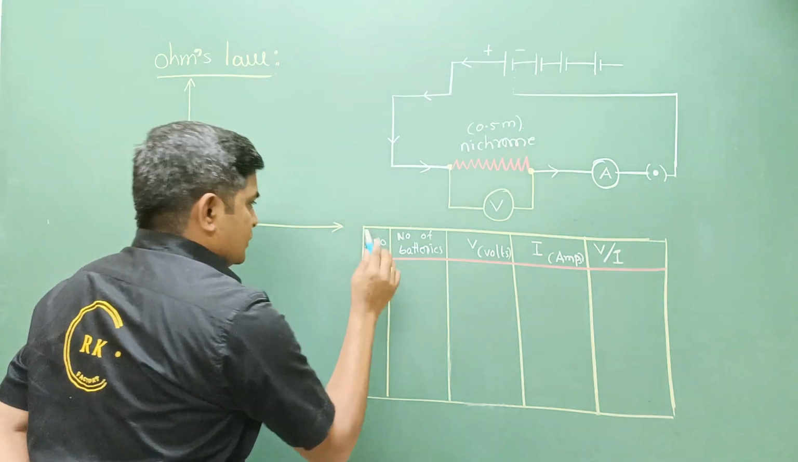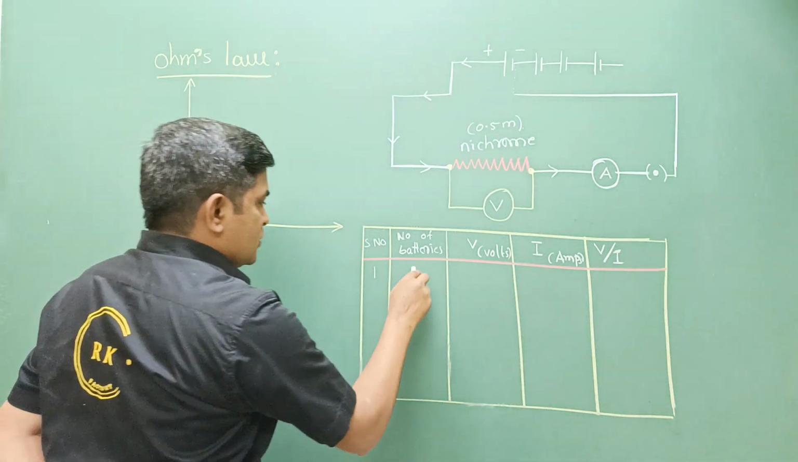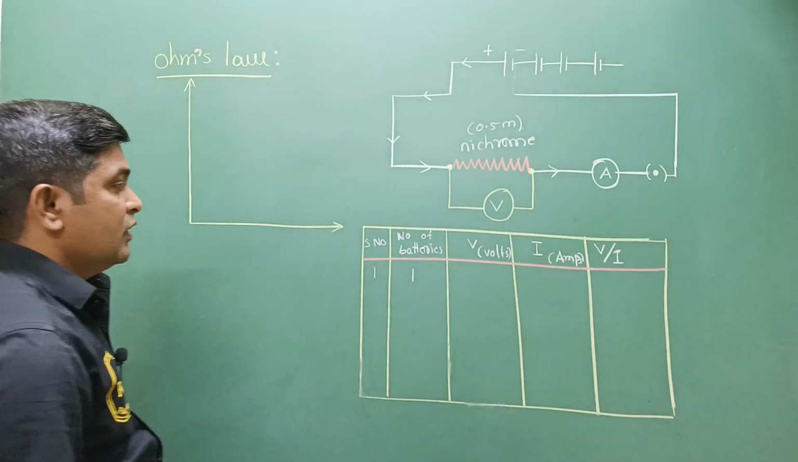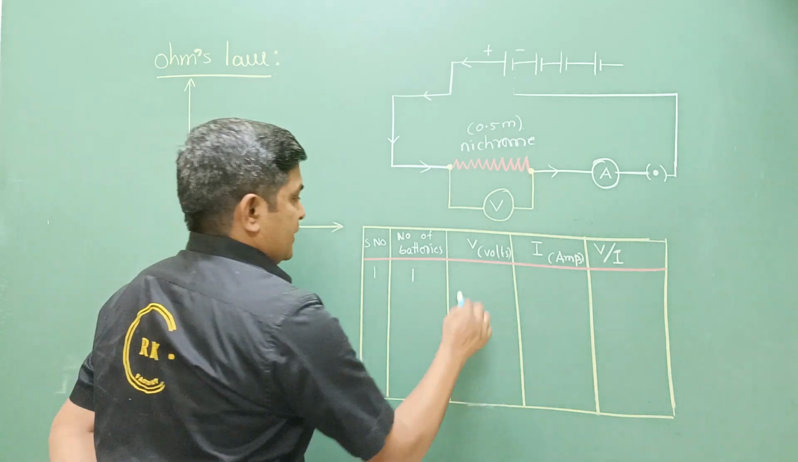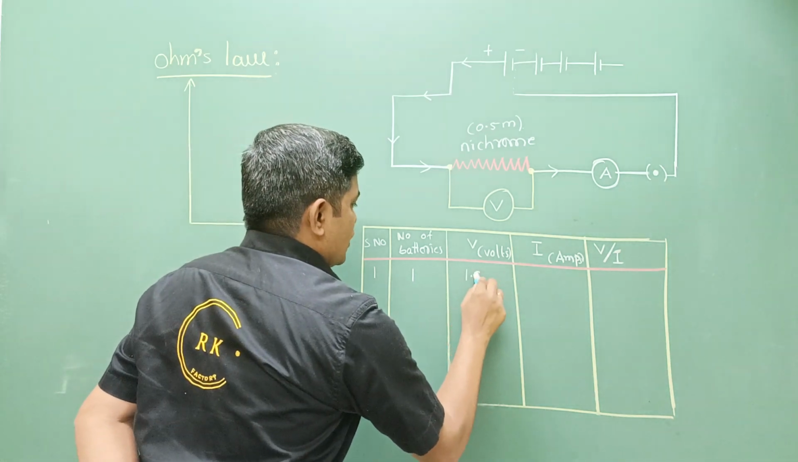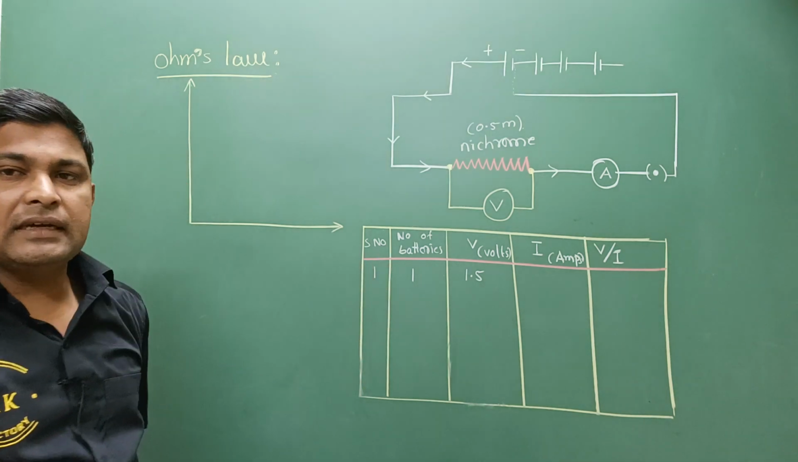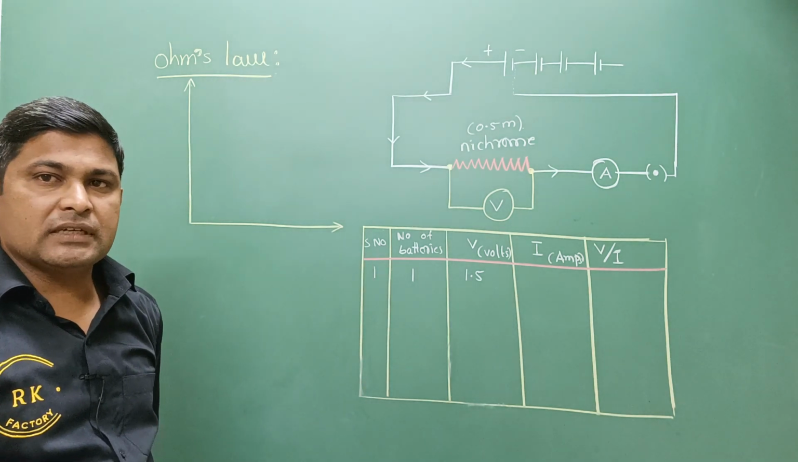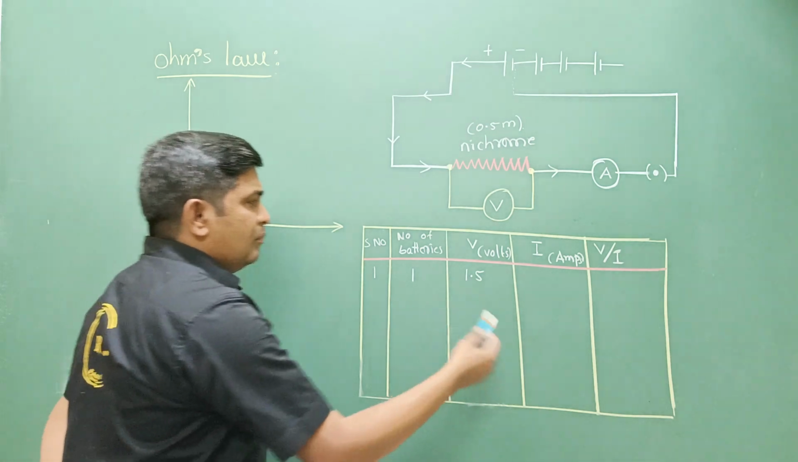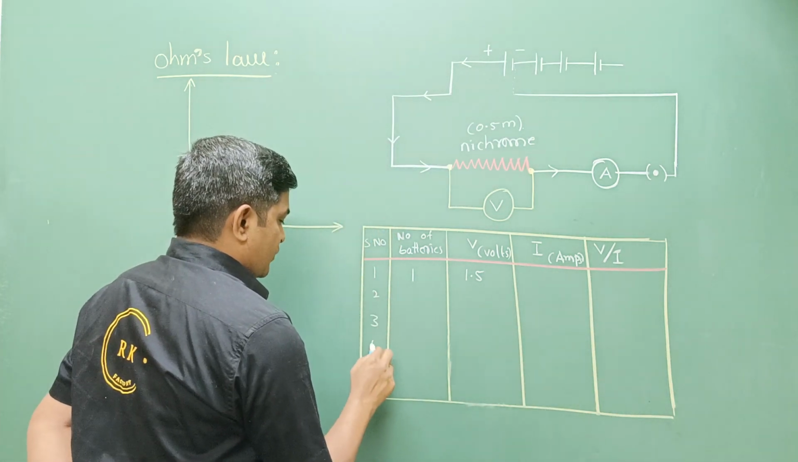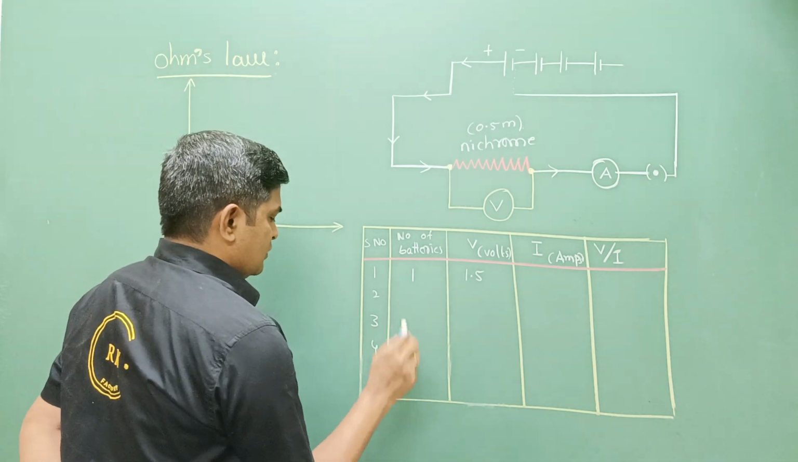So first of all, serial number 1, how many batteries am I going to connect? Only one battery. So then what is going to be the volt given by it? So let us say it is 1.5 volt. What is going to be the current in it? So like this, a number of readings we have to take, suppose 2, 3, 4, 5.